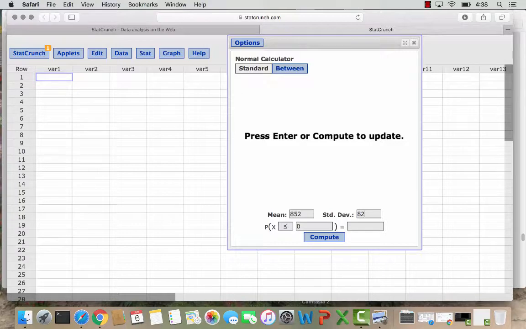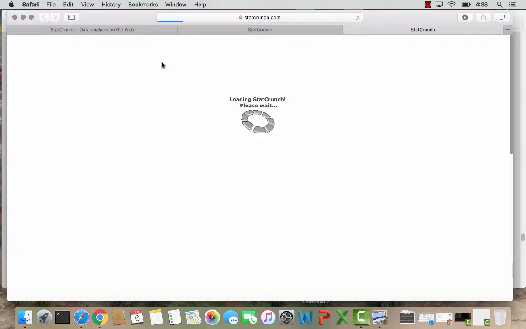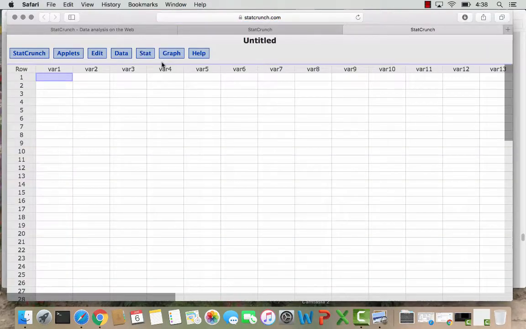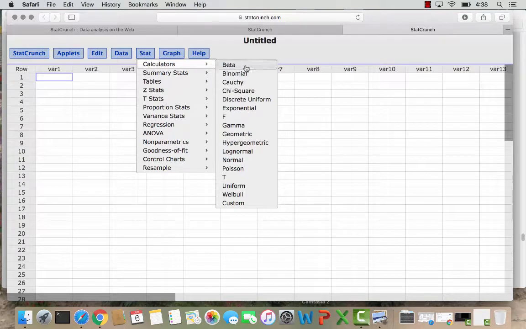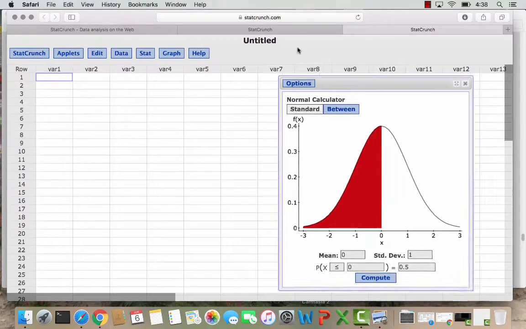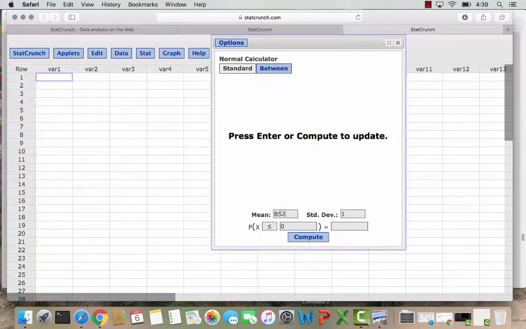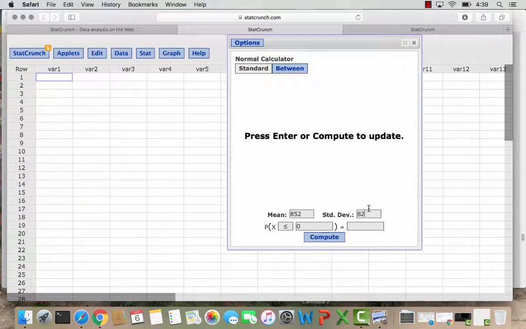And I got here in StatCrunch just by opening a blank StatCrunch. So you don't need to be in any particular file to access this. You can just go Stat, Calculators, Normal Calculator, and you don't need to save your file at all. So our mean is 852 and our standard deviation is 82.